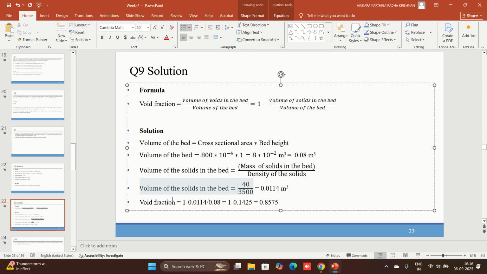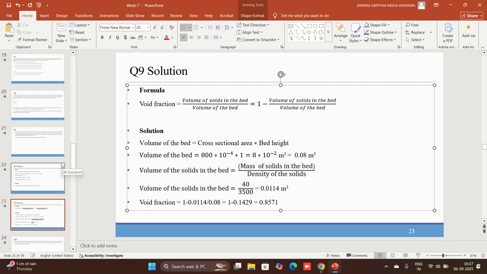So now we know the volume of the bed and we know the volume of solids in the bed. So what can we do? Void fraction is equal to 1 minus volume of solids in the bed divided by volume of the bed. So 0.0114 divided by 0.08 gives us the volume fraction of particles in the bed, that is 0.1429, and 1 minus this gives us 0.8571. Slight change, but void fraction is therefore 0.8571.